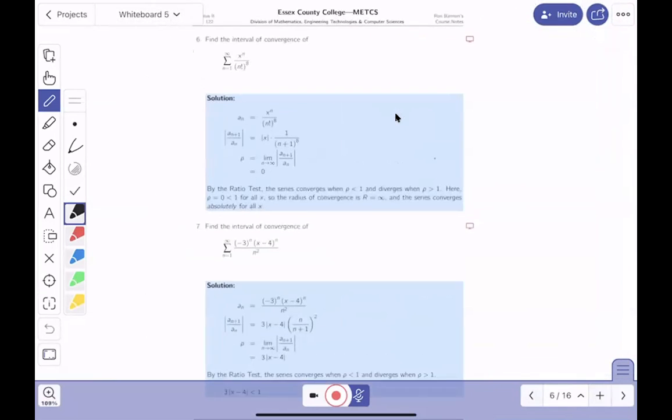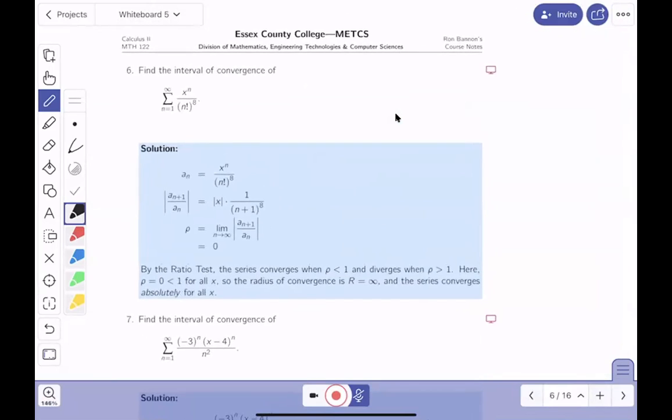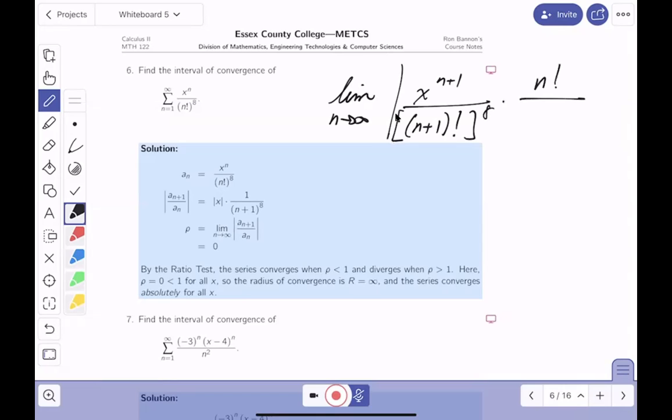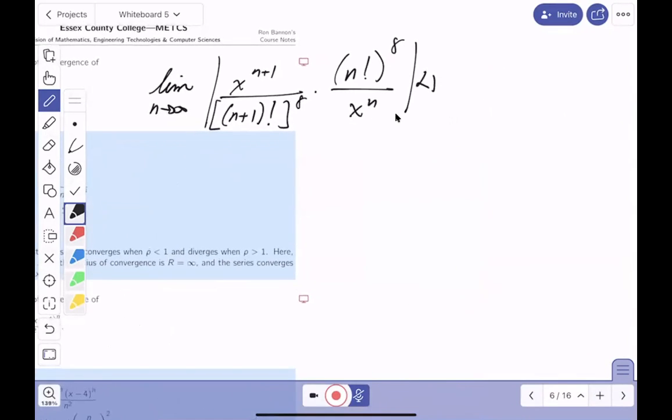Next one. So again, interval of convergence, I'm looking at it and I'm going to write down the limit as n goes to infinity, x to the n plus 1, and this is going to be (n plus 1) factorial raised to the 8th power times n factorial to the 8th power over x to the n. And this is supposed to be less than 1. So what do we get over here? We get the absolute value. Let me write this over here.